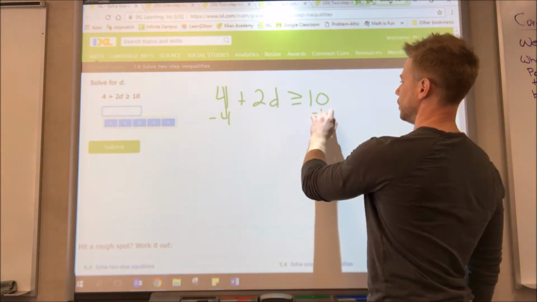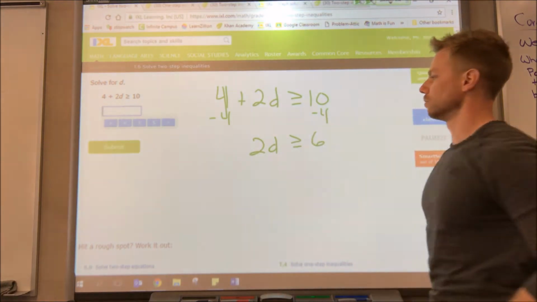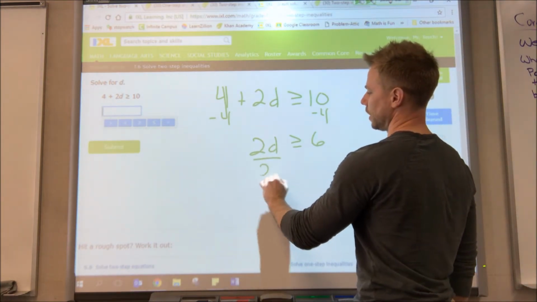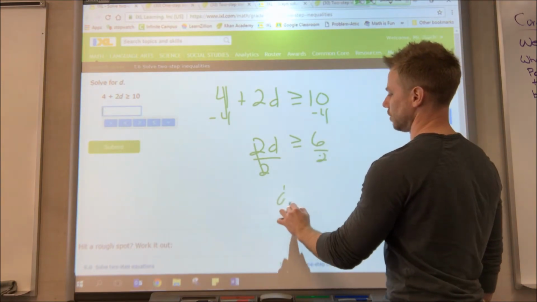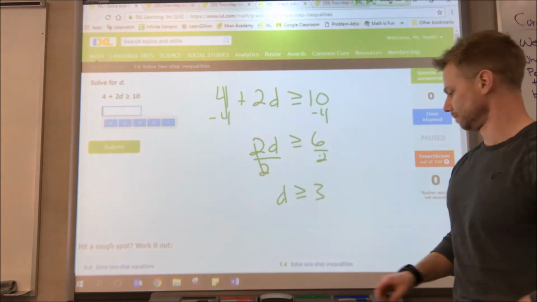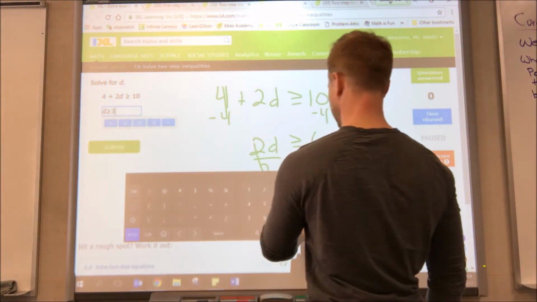What we do to one side, we do to the other side, giving us 2d is greater than or equal to 6. This is 2 times d. Opposite of multiplication is division. We divide. What we do to one side, we do to the other side. And d is greater than or equal to 3.